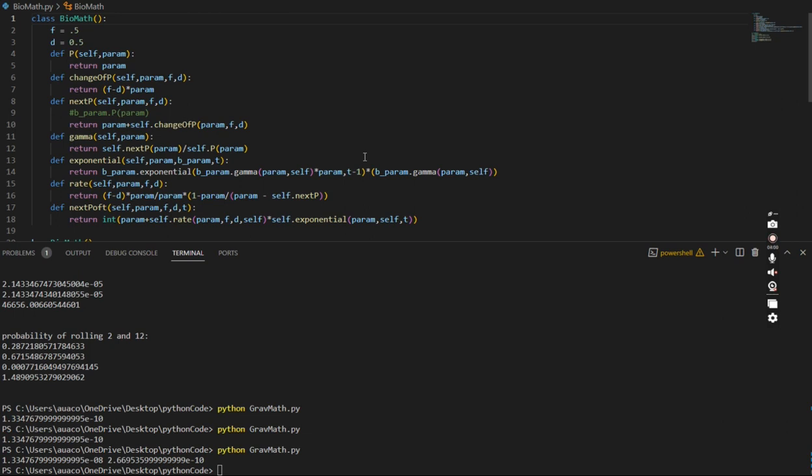It's like gamma times 1 minus the ones that are dead, or the ones that are alive, or the ones that died. Because 1 minus the param over param minus next p, that's like, what's param minus next p? And then param over that.